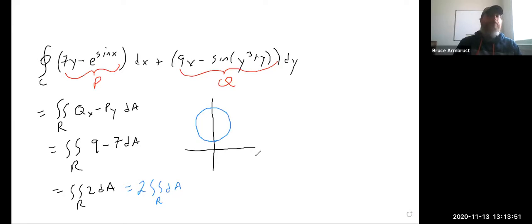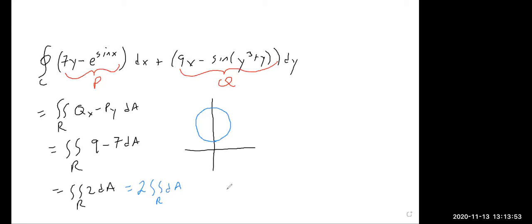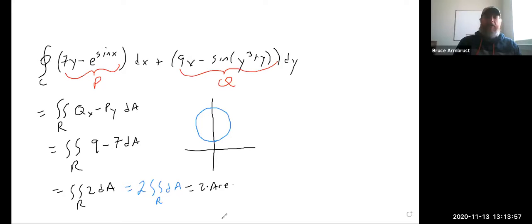Is that just 2 times the area of that circle? Yes, sir. It's just going to be 2 times the area that's enclosed. Well, it is a circle, so it needs to be pi r squared. R, I believe, was 3. So the value of that double integral is going to be 18 pi.